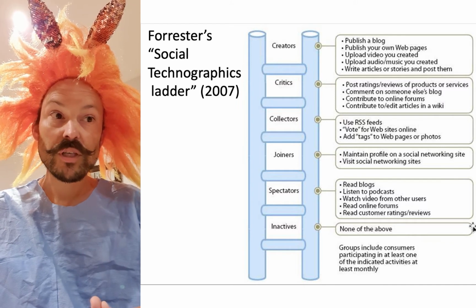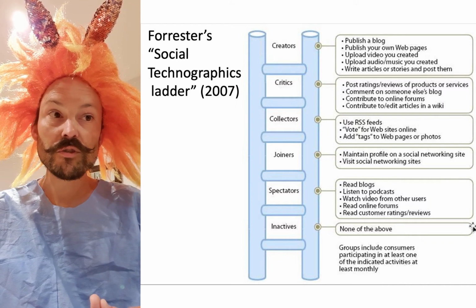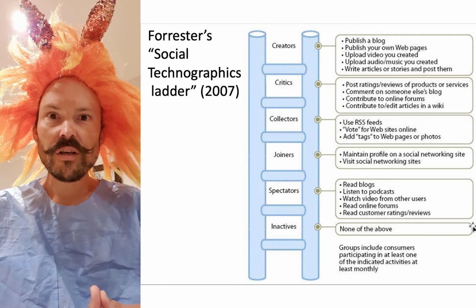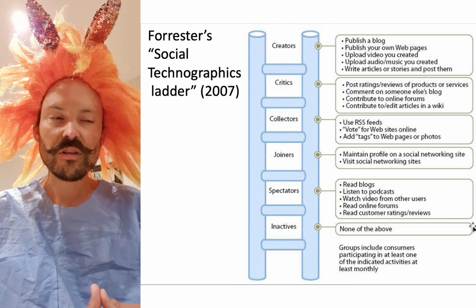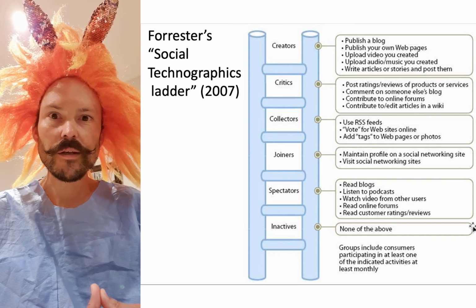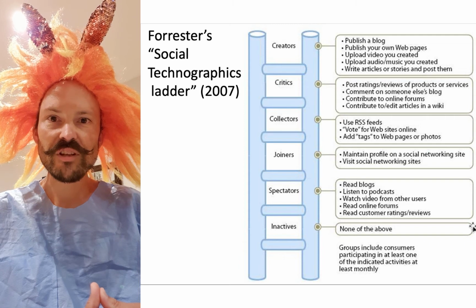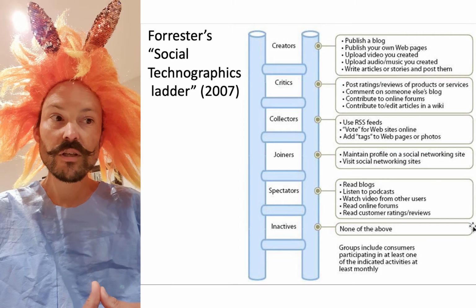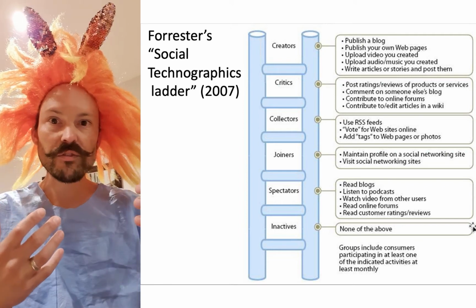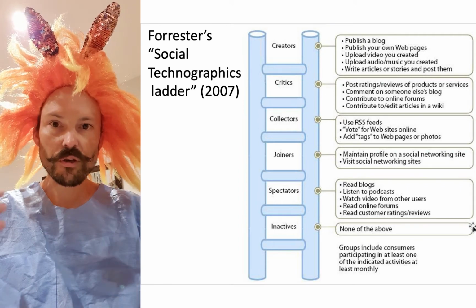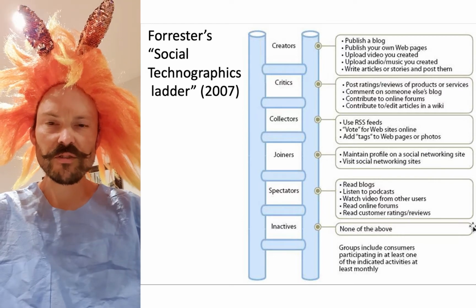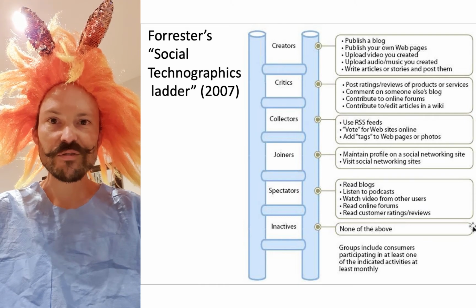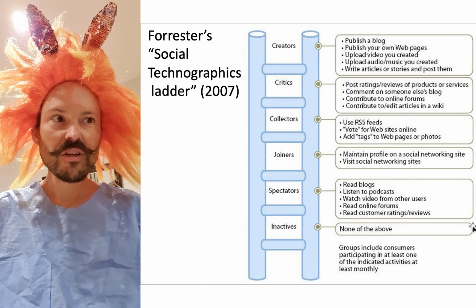I'm going to just leave you here with Forrester's social technographics ladder from 2007. So Forrester Research came up with this a long time ago, and it sort of assumes there's a ladder of engagement on the internet, where we start with inactives and then end up with those that are creating content on a regular basis. And from the other frameworks that I've talked about today, you can see that it's actually not that different. So it's not that much that has changed.